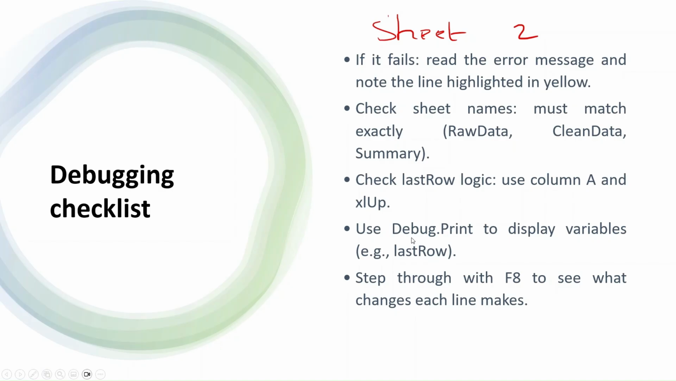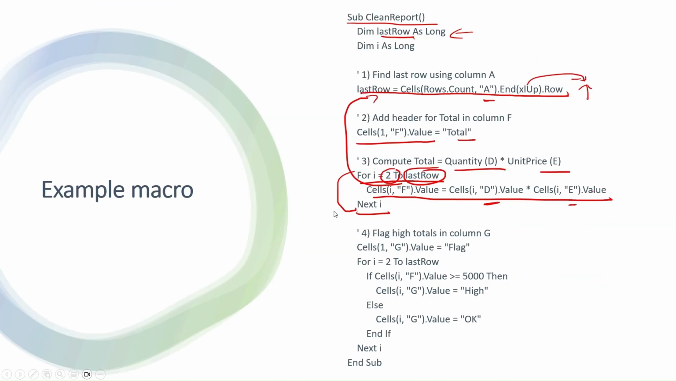Now you also have Debug.Print. What is this Debug.Print? You recall that we have done something like LastRow equals Cells.Count, etc. You could just type Debug.Print LastRow if there is an issue. When you do that, let's suppose you were expecting that the last row should be 200. It will print a message. Where would that print a message, by the way?